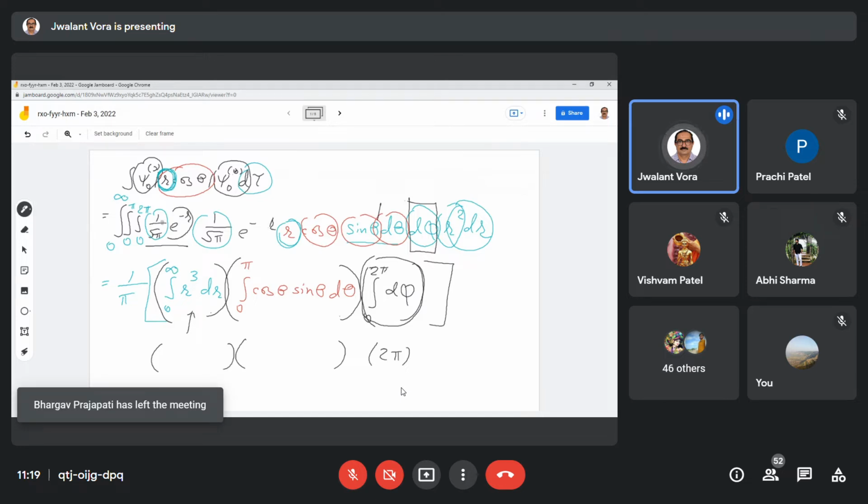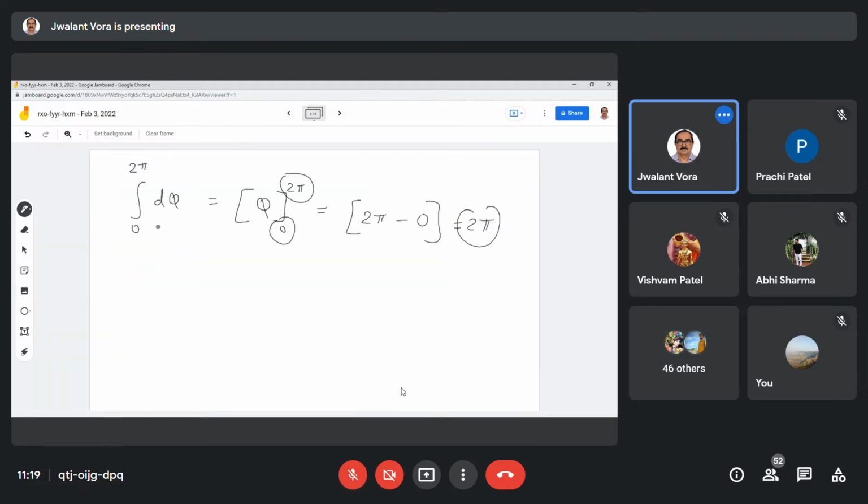e raised to r into e raised to r, that is e raised to minus 2r. I'm sorry for it again. Please point out if there is any mistake. Integration 0 to infinity e raised to minus 2r r cube dr.